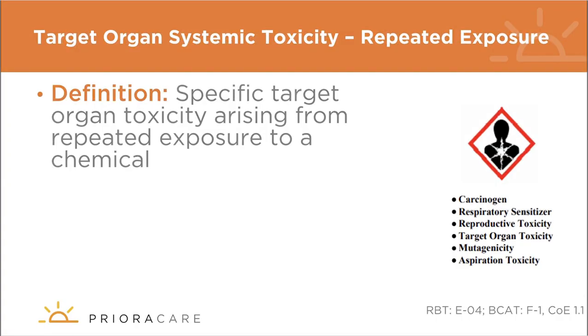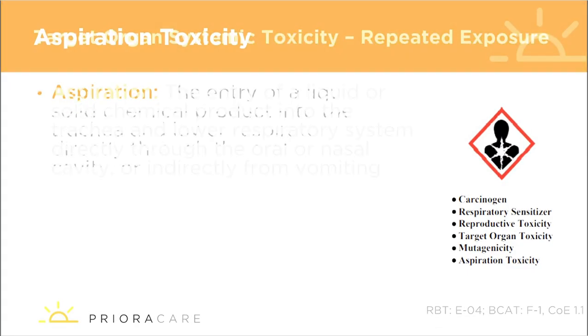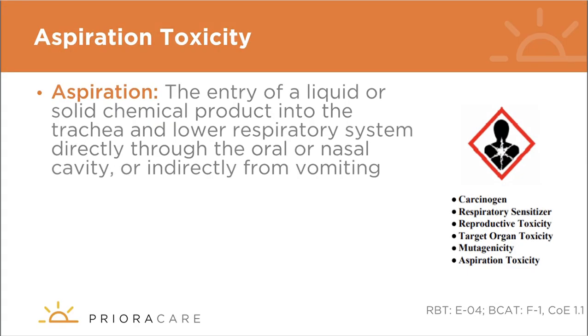On the other hand, target organ systemic toxicity, repeated exposure, is specific target organ toxicity arising from repeated exposure to a chemical. The final type of health hazard that we will go over is called aspiration toxicity. Specifically, aspiration is the entry of a liquid or solid chemical product into the trachea and lower respiratory system directly through the oral or nasal cavity, or indirectly from vomiting.